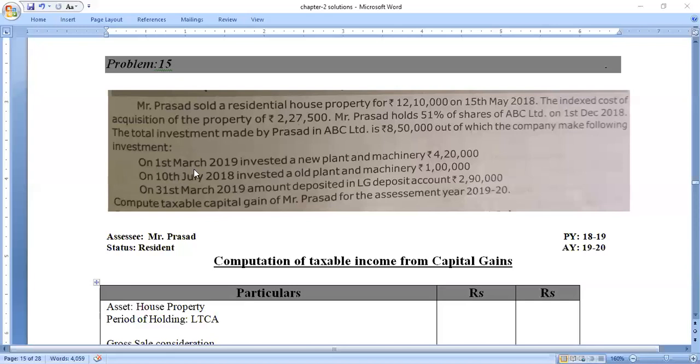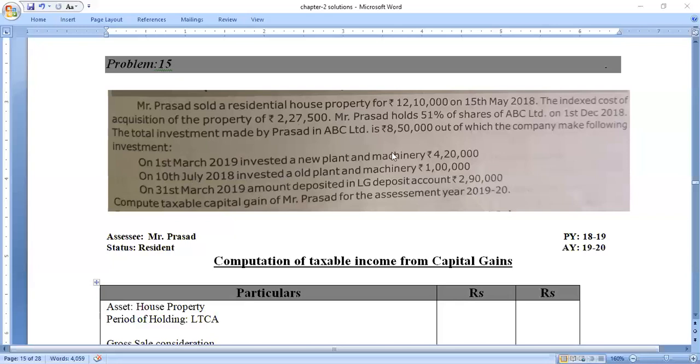On 1st March 2019, invested in new plant and machinery rupees 4,20,000. On 10th July 2018, invested in old plant and machinery rupees 1 lakh. On 31st March 2019, amount deposited in the LG deposit account rupees 2,90,000. So here the assessee has invested rupees 8,50,000 in new machinery, old machinery, and deposited in an account. So all the investment has been made in the previous year 2018-19.